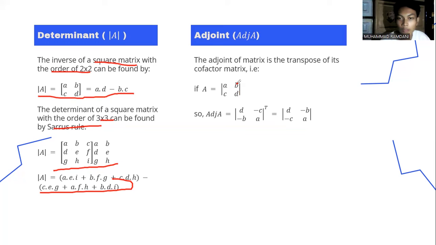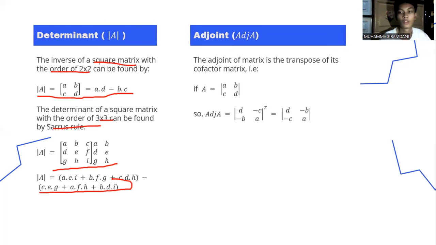How about B and C? We can just add a minus in front of them without changing their positions. So now it becomes minus B and minus C. After we know all of this, we can directly jump into the real example.